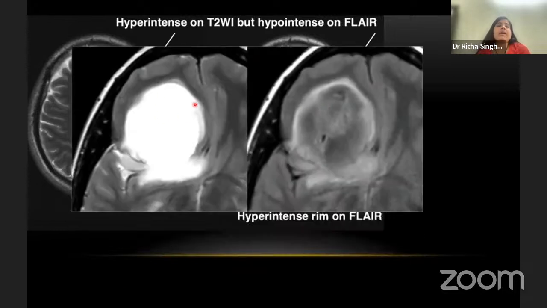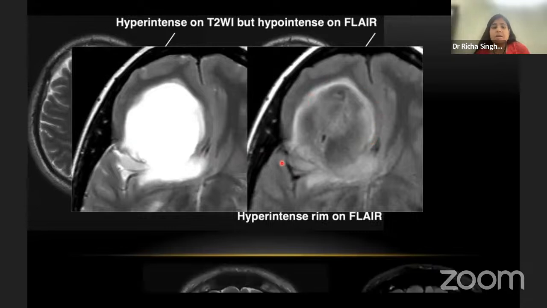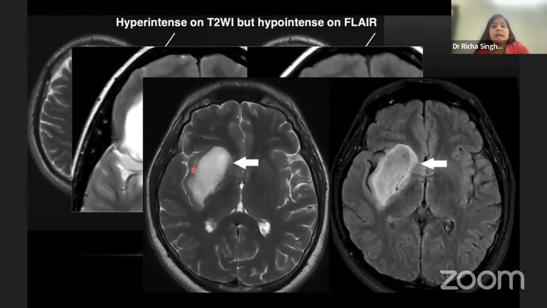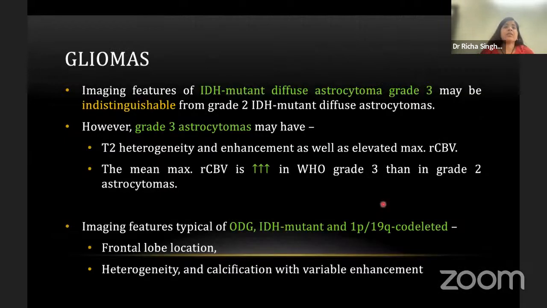Another example, another lesion centered in the right frontal lobe, very bright on T2, hyperintense, again hypointense on FLAIR with a FLAIR hyperintense rim. Another example, an insular glioma located in the right insula, T2 hyperintense, FLAIR hypointense with a hyperintense rim on FLAIR. So this sign is very specific for diffuse astrocytomas that are IDH mutant.